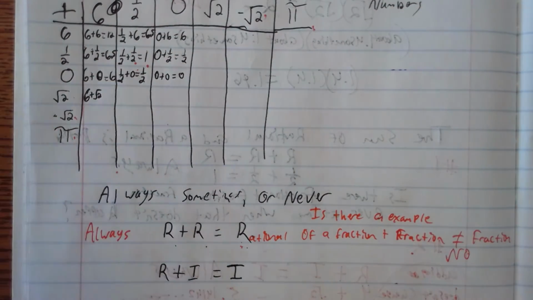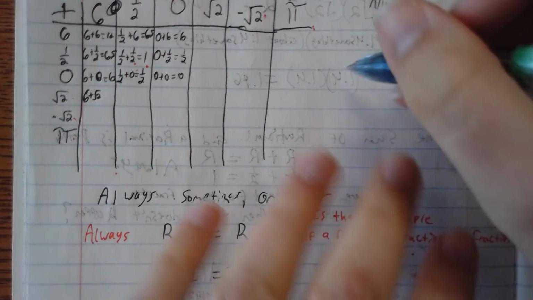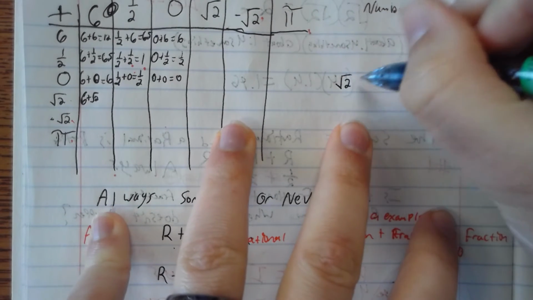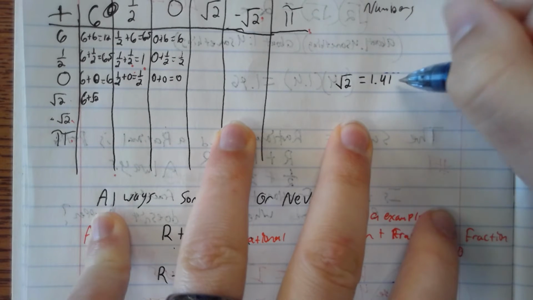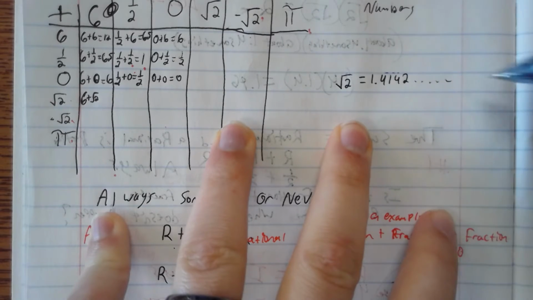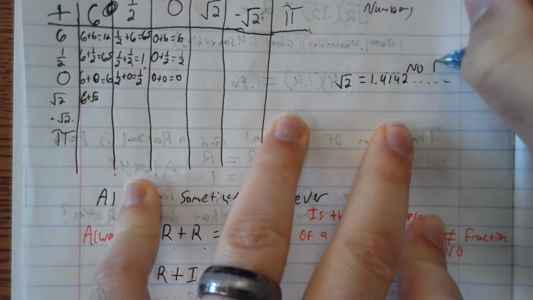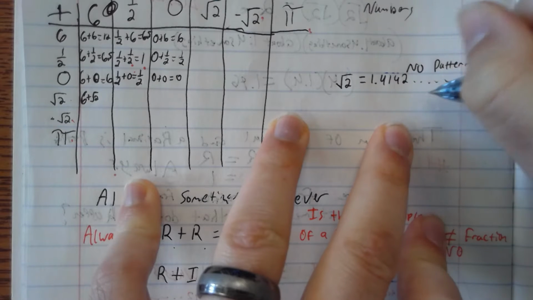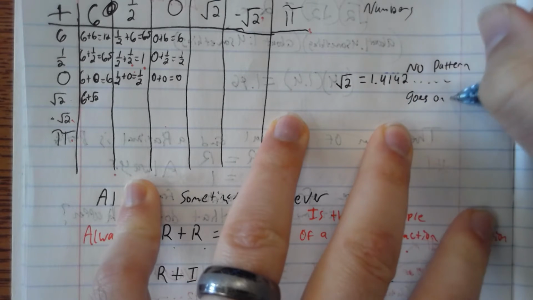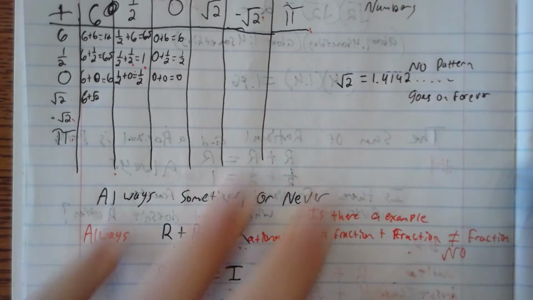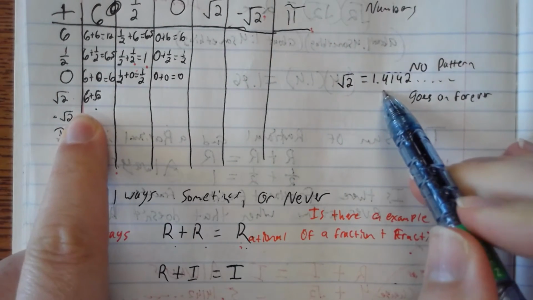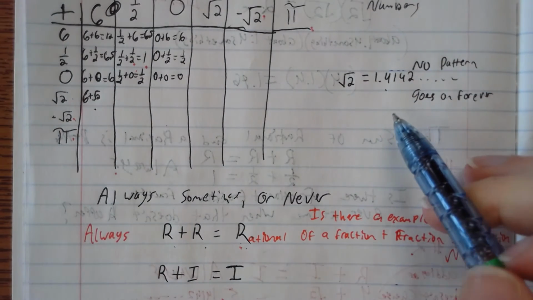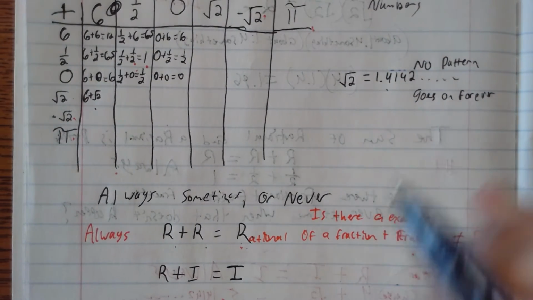right? Here it would be helpful to think about, all right, well, what does the square root of 2 equal? The square root of 2 is approximately equal to 1.4, and I think it goes 142, and then it's a decimal that goes on forever. There's no pattern, and it goes on forever. Right? That's what makes it irrational. So if we take 6 plus this decimal, we're just going to get 7.4142 on and on forever without a pattern.